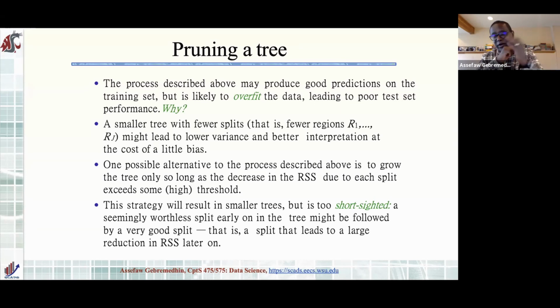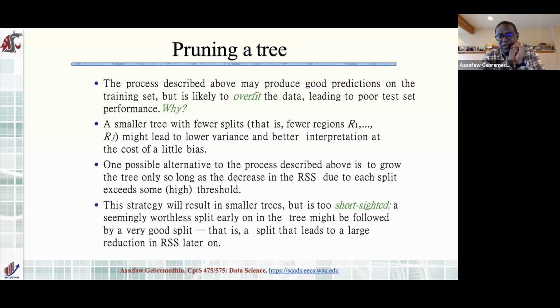If you stop way too early, and you've got, like, the baseball players, you divide them by whether they're experienced or not, then you would do a poor job in prediction because you have not taken advantage of further things that you could do. And so the truth would usually lie in between. This is a good example of model complexity and the variance-bias trade-off.